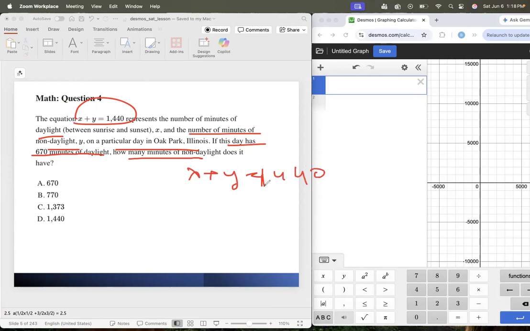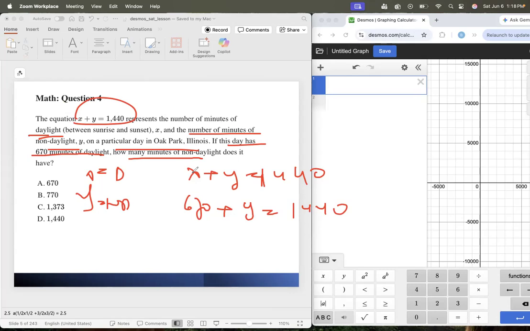1440, where x is what? Daylight, and y non-daylight. That's all. And they're telling you this equation, the 670 is daylight. Therefore, our daylight is 670 plus y is equal to what? 1440. How many minutes of non-daylight is that?